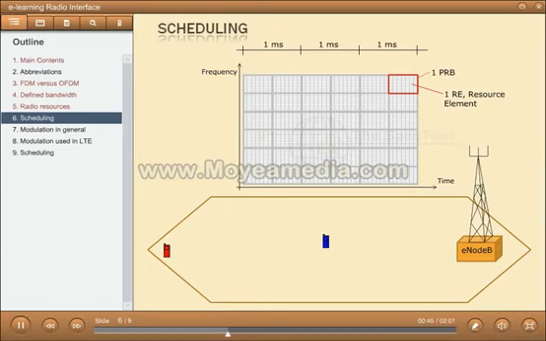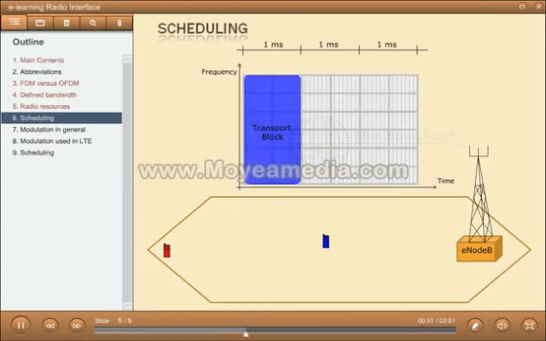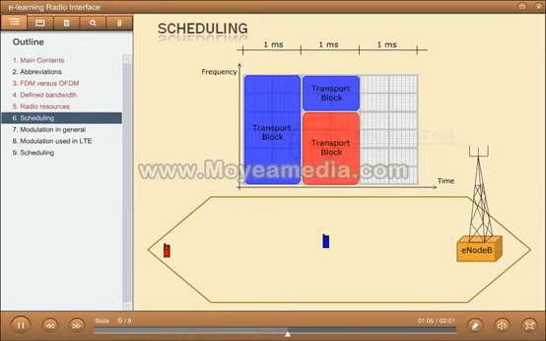During the first millisecond, the eNode B decides that the whole bandwidth is allocated to the blue UE. The information to be sent to one UE in one subframe is packed into one transport block. During the next millisecond, the eNode B decides that 1/3 of the radio spectrum is allocated to the blue UE, and the rest, 2/3, to the red UE.